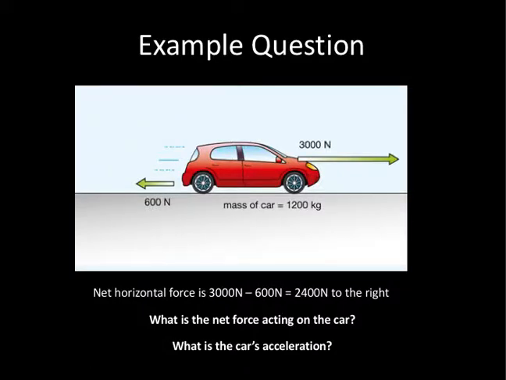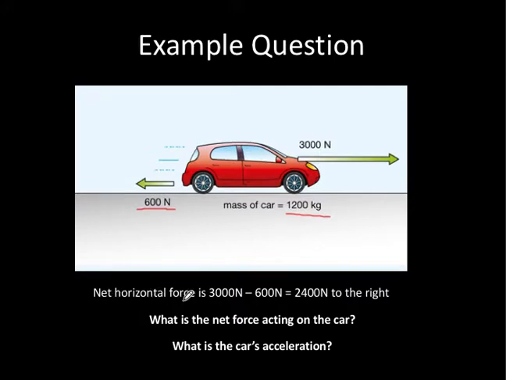I've got a car here with a mass of 1,200 kilograms, and the engine is providing a forward force of 3,000 newtons, and air resistance is providing friction force of 600 newtons. So here I have my mass and I have my force. We should be able to calculate an acceleration from this. The first thing we need to do though is figure out what is the net force acting upon this car.